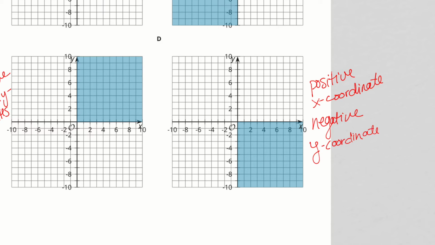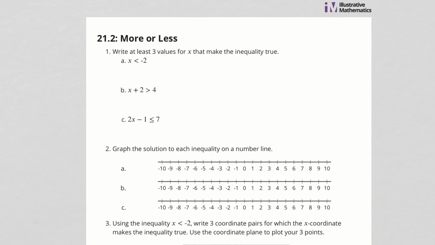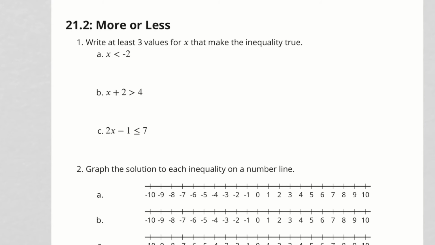All right, when you're done with that, turn to the next page. So more or less, we're going to write at least 3 values for x that make the inequality true. Any number. We need a number that makes this inequality true. So x equals what? Negative 1. Is negative 1 less than negative 2? Negative 3. It's more. Negative 3, negative 4, negative 5.